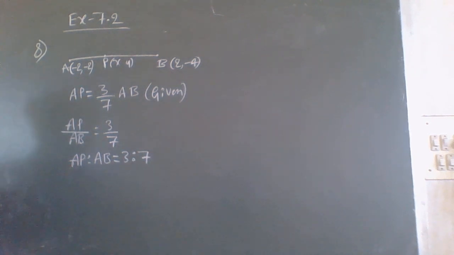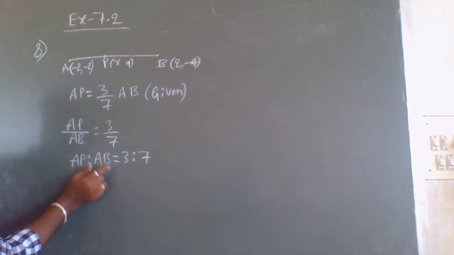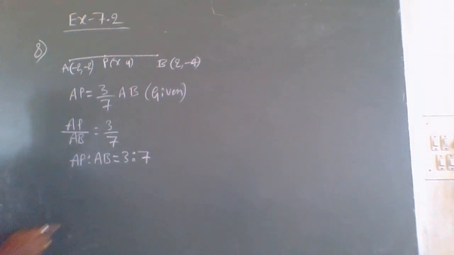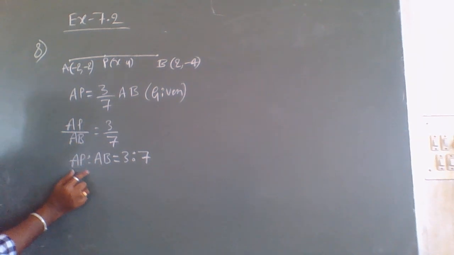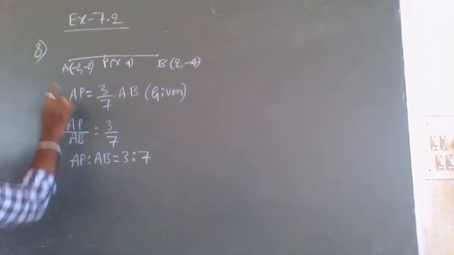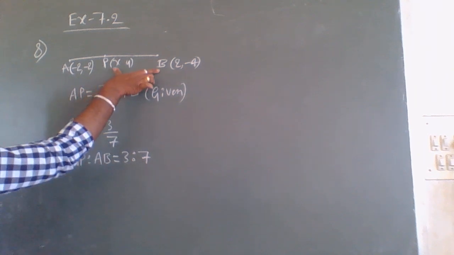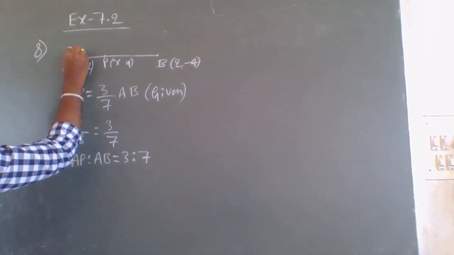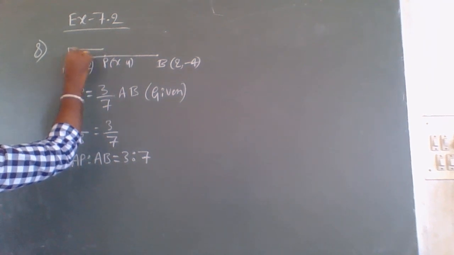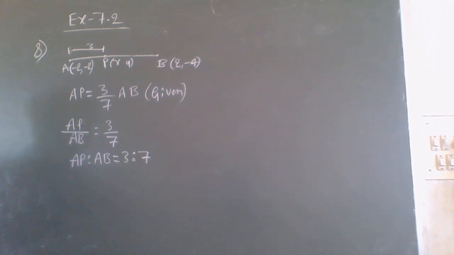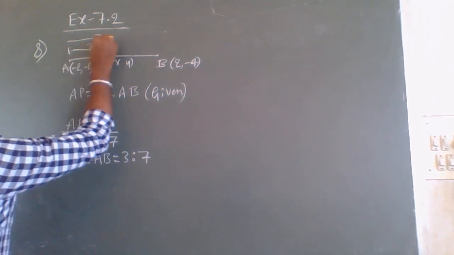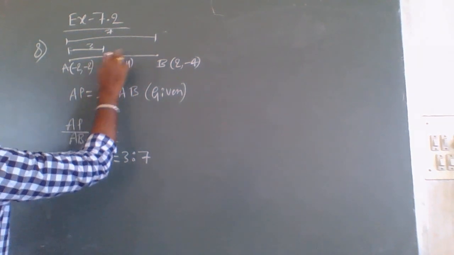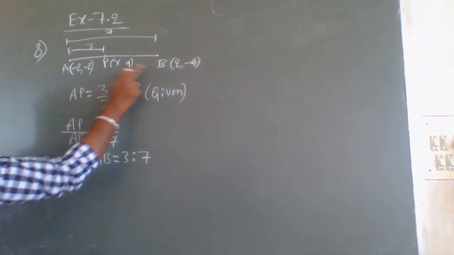So now we have the value of AB. AB means full length AB. What is that? 7. And they have given the value of AP. What is that ratio value? 3. We have a value of 3. But we have to find out the BP value. So here they have given the AP ratio value as 3 and the AB ratio value as 7. So now we have to calculate the ratio value of BP.